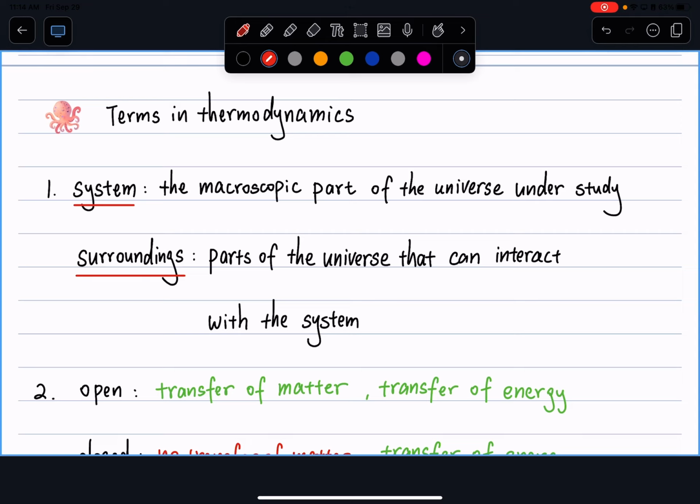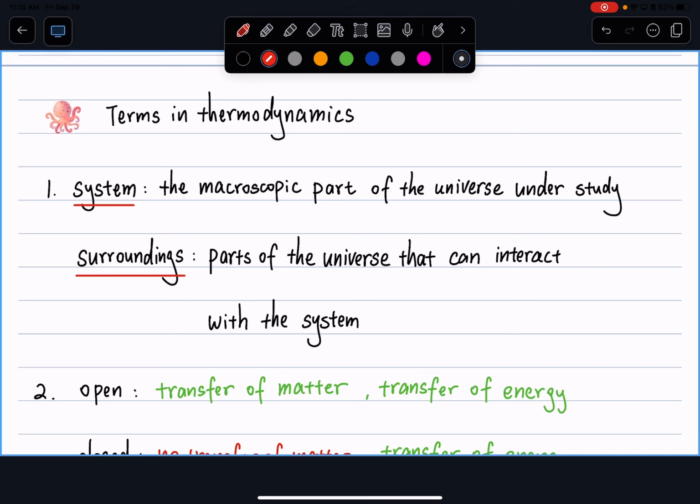For example, if we're using this bottle as a system, right? Whatever is inside, we call the system, and whatever is outside, we call the surroundings. So basically, the full definition is that the system is the macroscopic part of the universe, something in the bottle, that's under study. And the surroundings are everything else in that universe. That's the first pair of definitions.